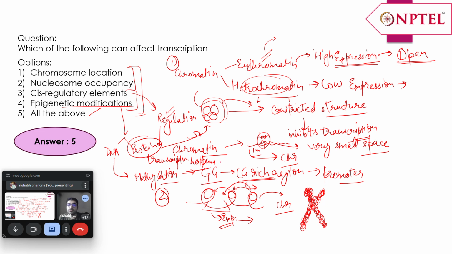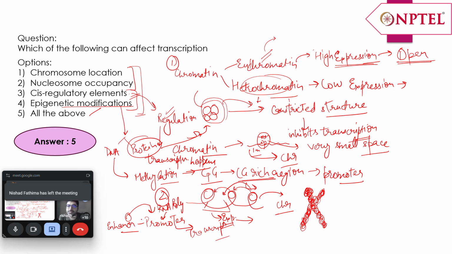Now moving on to the cis regulatory elements, as we talked about in the last question also, along with the promoter there are certain elements like the enhancers that help in the regulation of transcription. That means these proteins help the RNA polymerase bind to the promoter and initiate transcription. So these cis regulatory elements are basically the enhancers that help in the binding or the initiation of transcription.